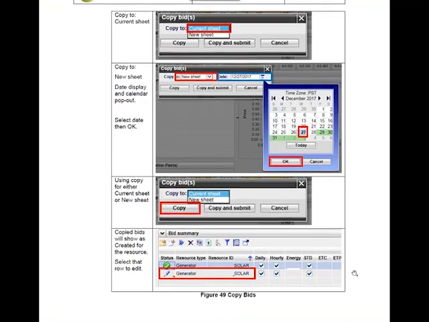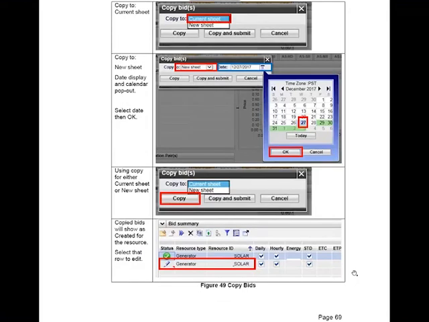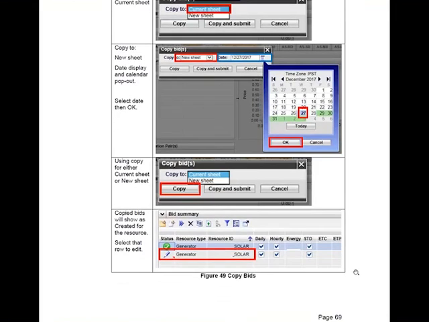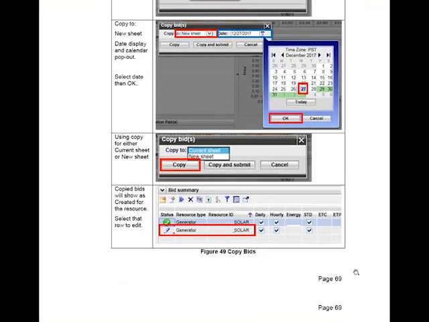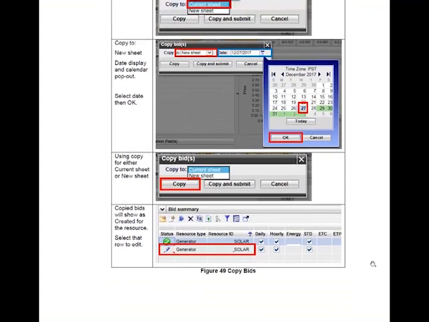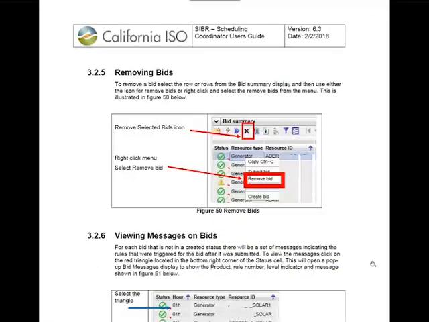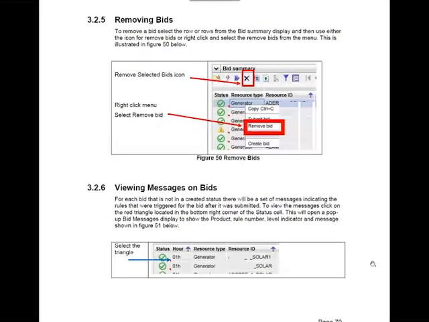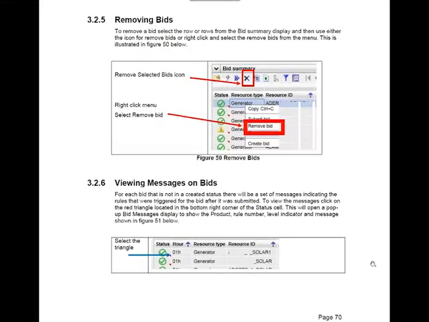Okay. So Wendell was able to just cover the copying bids, which is great. So again, you see that that's in this section here in the user's guide. It'll take you through all those steps, starting on page 68, and we'll go through page 69. You can also find information on removing bids in here, viewing messages on bids. So all this information is located in there.